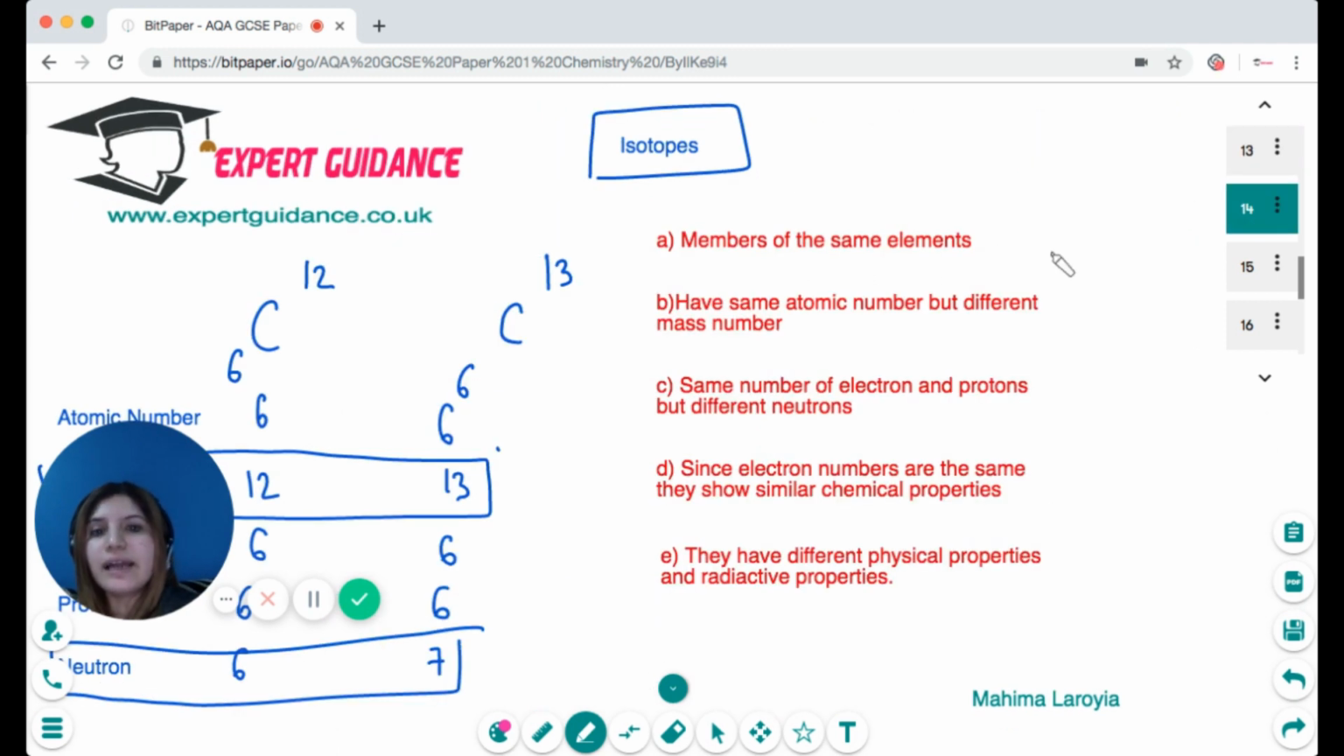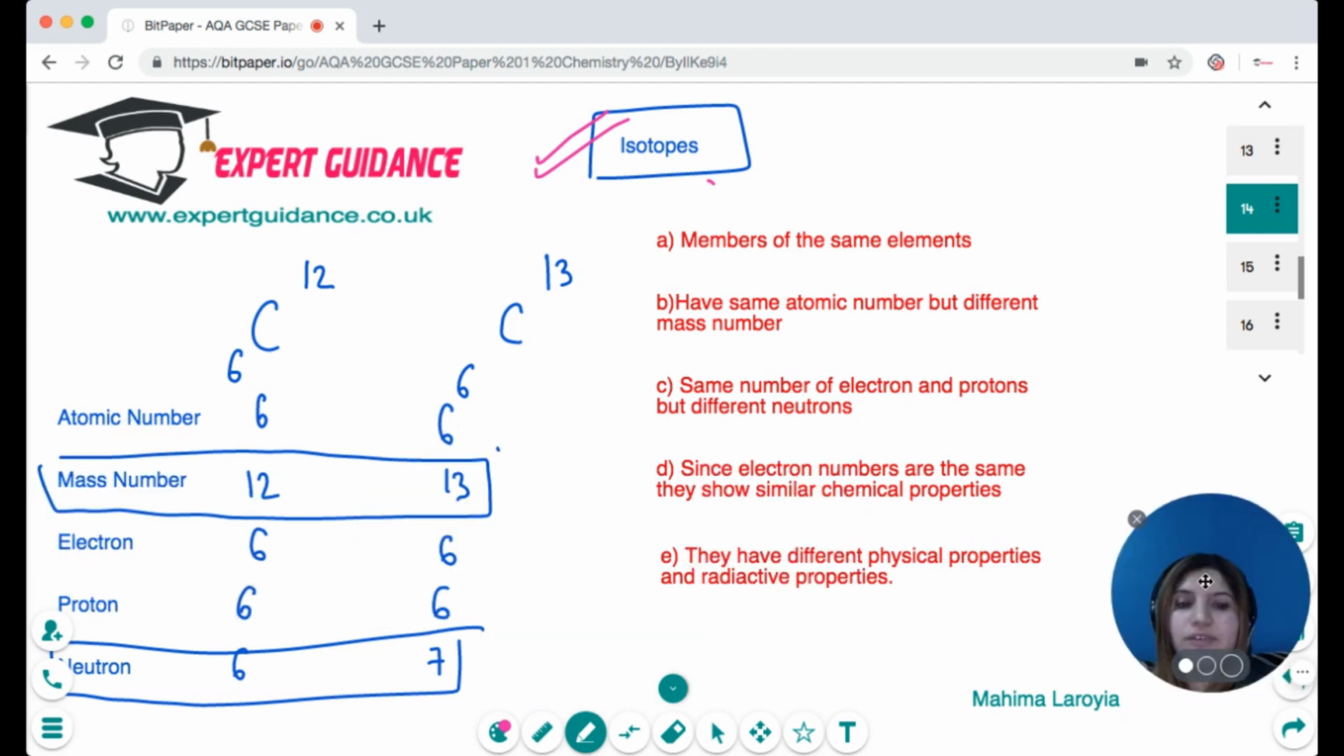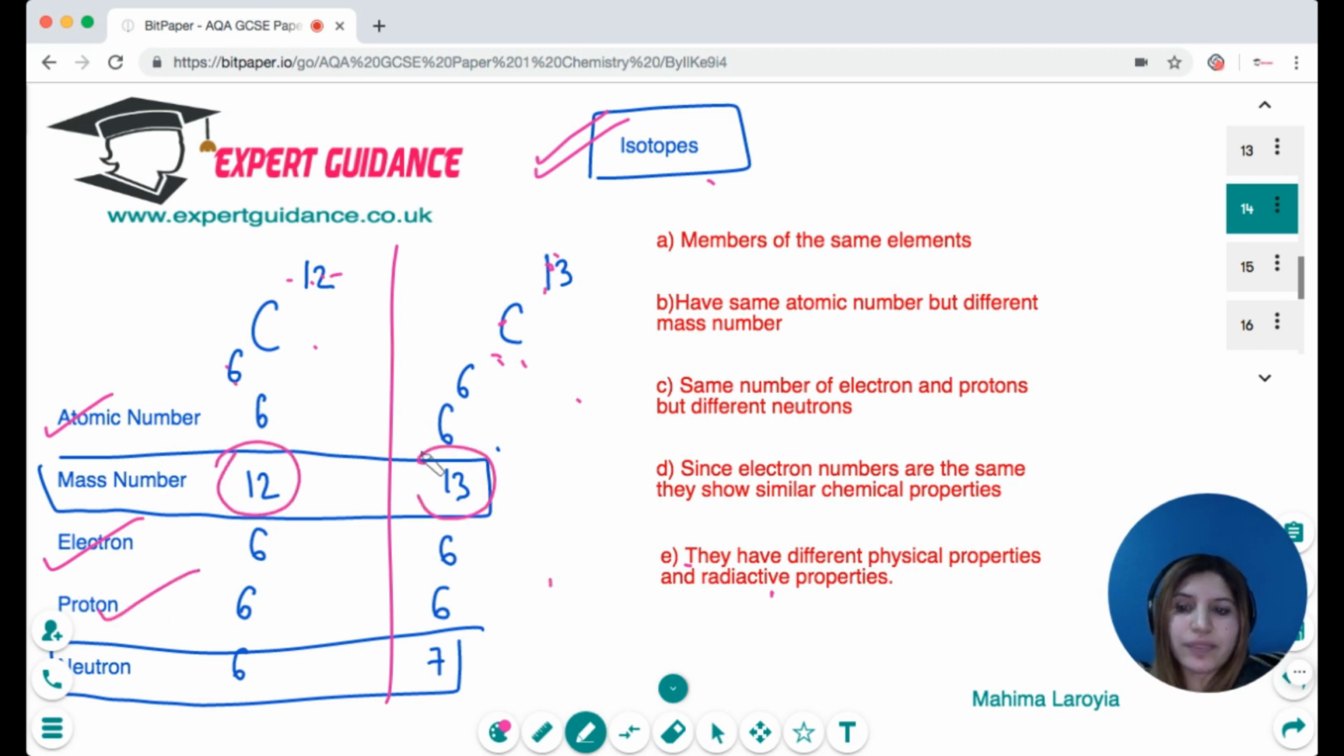Okay. Now, next is the last concept. What are isotopes? If you see here, I have made two tables. They both have carbon with the same bottom number but different top number. Since the bottom number is the same, the atomic number is the same for both of them. Electron number is the same for both of them. Proton number is the same. What changes is the mass number, which is 12 and 13. And since the mass number changes, the neutron number changes. This is the concept of isotopes.